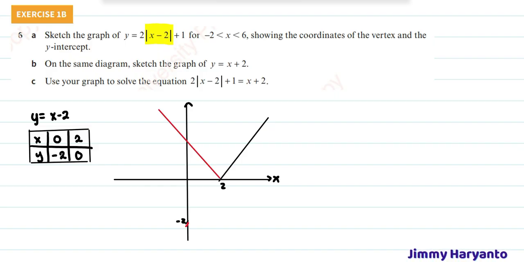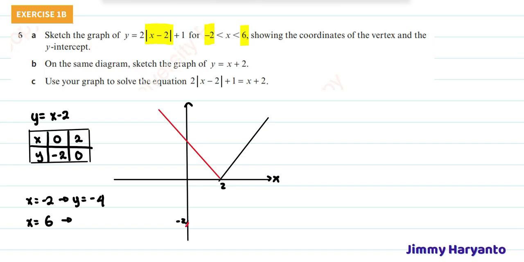And then we have to limit our graph from negative 2 until 6. That means we have to find the value of y when x equals negative 2 and also when x equals 6. When x equals negative 2, it will be negative 2 minus 2 equals negative 4. When x equals 6, it will be 6 minus 2 equals 4. So that means this, oh my bad, we have to use absolute value for this one. When you calculate the value of y, you have to use the absolute value. So this one will be equal to 4.